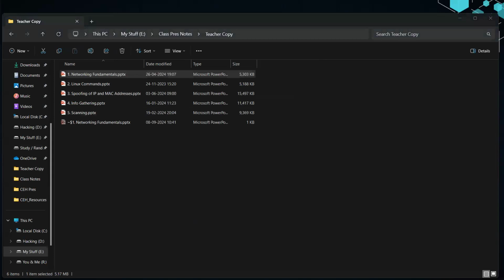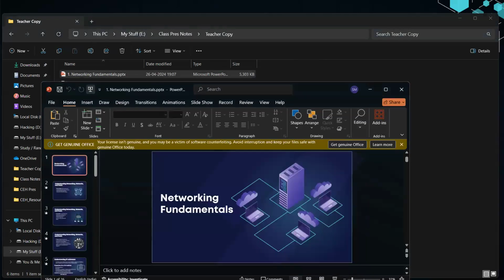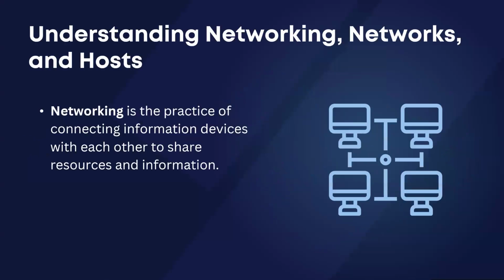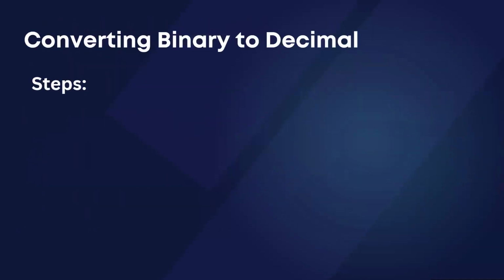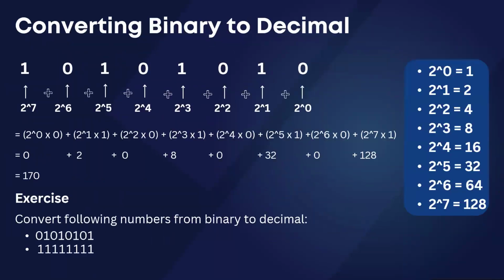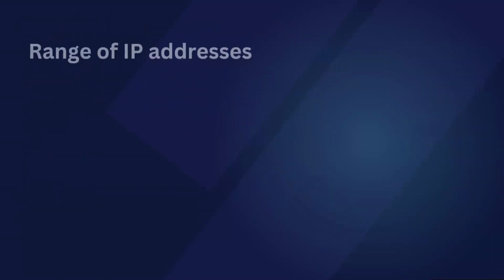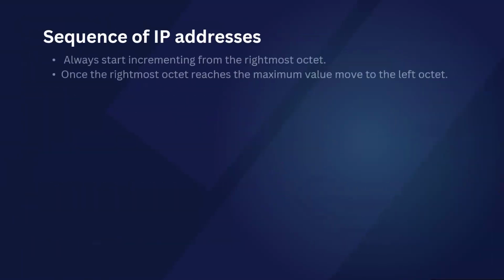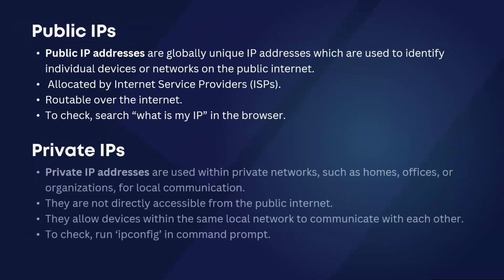Okay. What are IP addresses? What are private IPs? What are public IPs? What are the different classes of IPs? Okay. So again, how do you convert any binary number to a decimal number? What is the range of IPs? Okay. Public IP, private IP, classes. Okay. So we learn all this practically first.